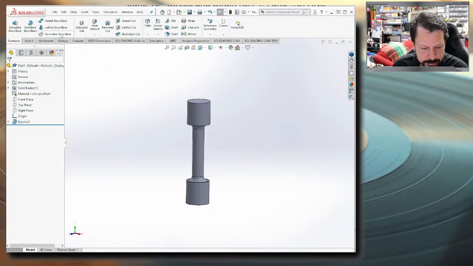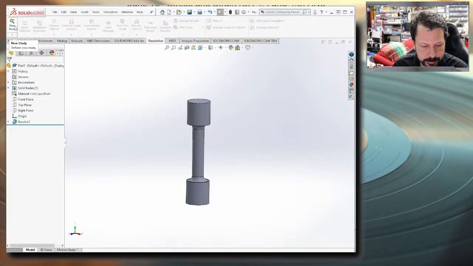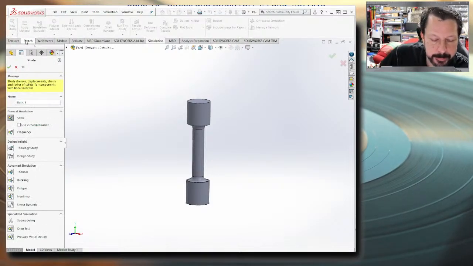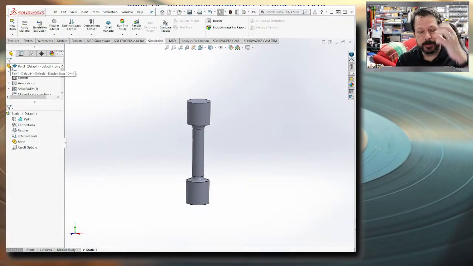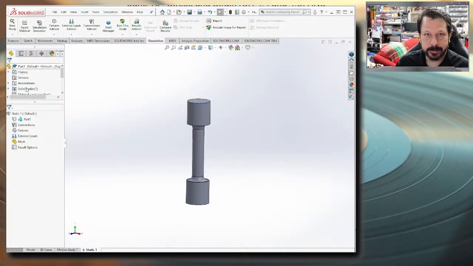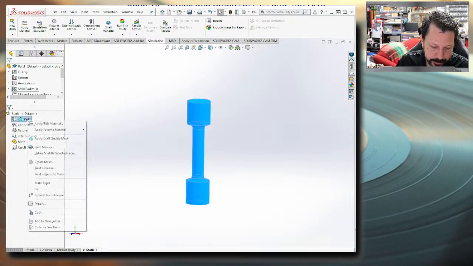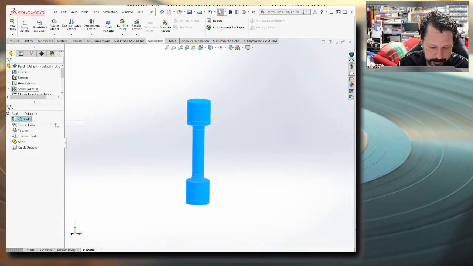Let's do a little simulation and kind of show what this would look like if we were to put some stress on it. We'll do a static simulation. Now these do stretch over time, so it actually should maybe be a time-sensitive simulation, but we'll do it this way. We do have to add a material, which last time took quite a long time to pop up, but we need to do that again.